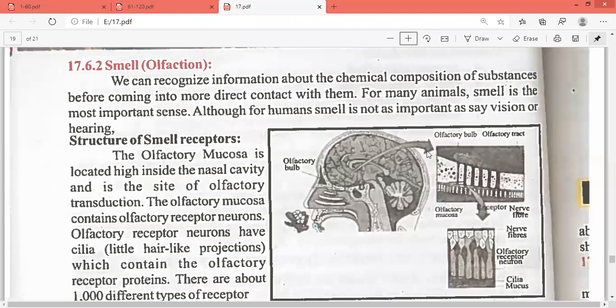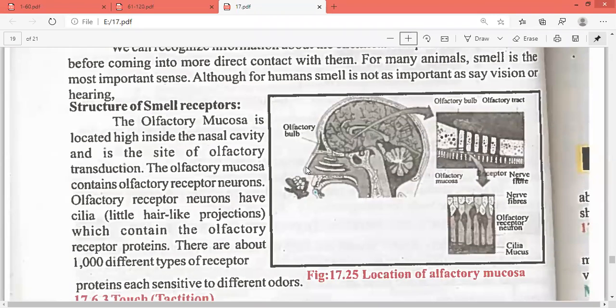So, back to the topic. The olfactory mucus is located high inside the nasal cavity. What is olfactory mucus? As you have seen in that diagram, in that mucus we have the dendrites, and the sensory neuron extends from there, ending in the cell body, and the other end passes through the cribriform plate and then goes into the olfactory bulb region.